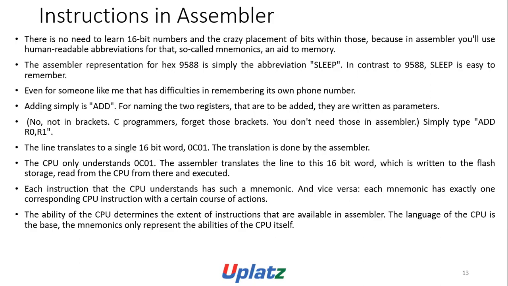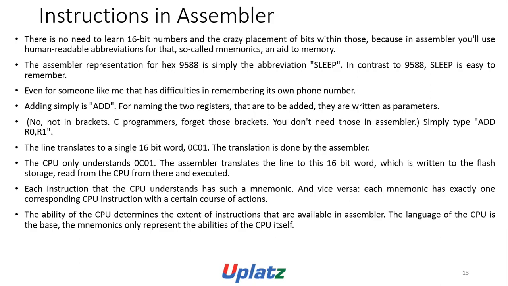The two registers to be added are written as parameters. No, not in brackets. C programmers forget those brackets. You don't need them in assembler. Simply write add R0, R1. The line translates to a single 16-bit word, 0C01. The translation is done by the assembler. The CPU only understands 0C01. The assembler translates the line to this 16-bit word, which is written to the flash storage, read from there by the CPU, and executed.